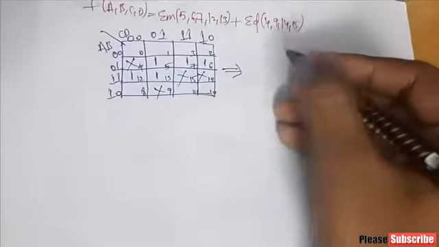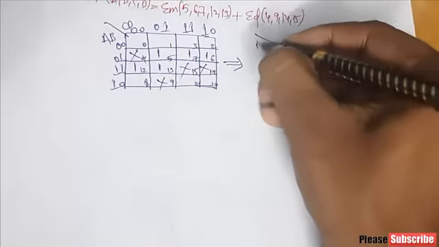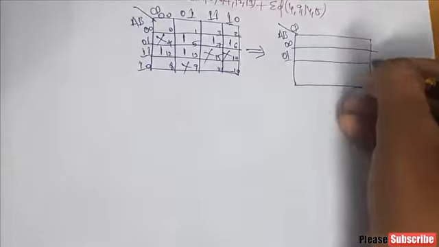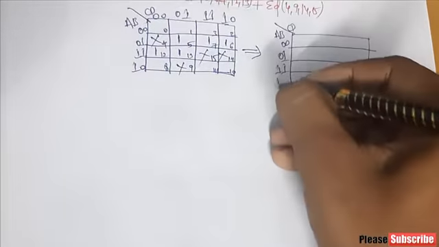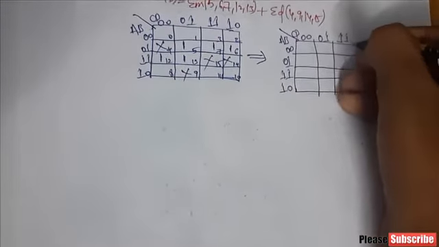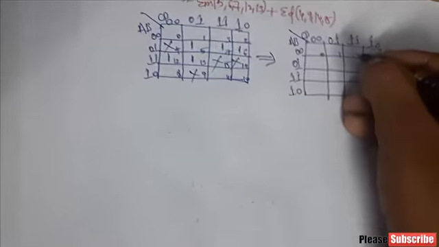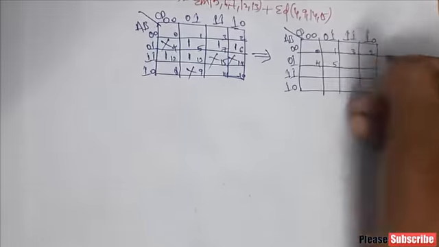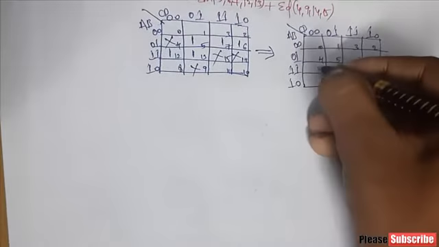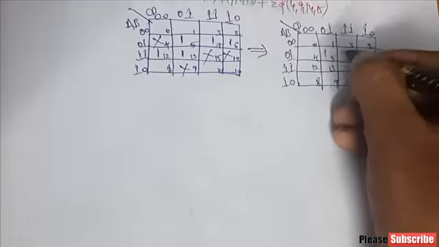Let's do the K-map for this. This will be the A, B, C, D, 0, 0, 0, 1, 1, 1, 1, 0. So 0, 0, 0, 1, 1, 1, 1, 0, 0, 1, 2, 3, 4, 5, 6, 7, 8, 9, 10, 11, 12, 13, 14, 15. Here 1, 1, 1, 1.